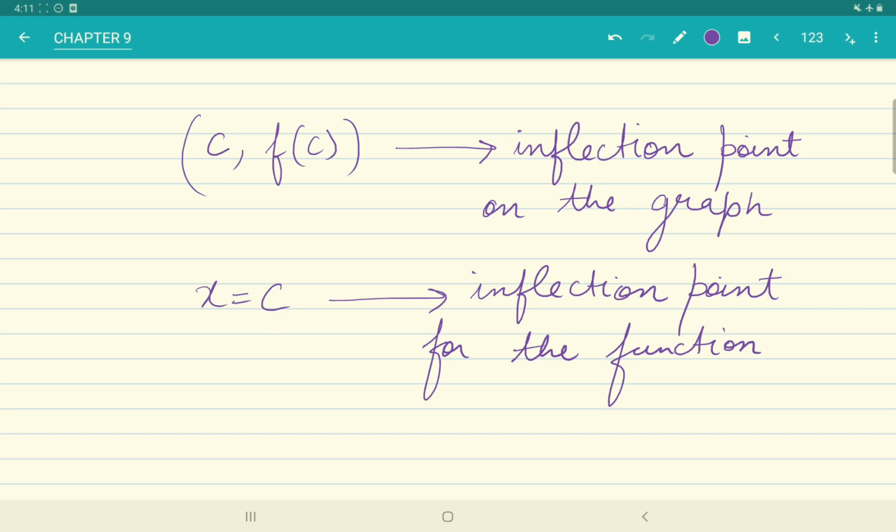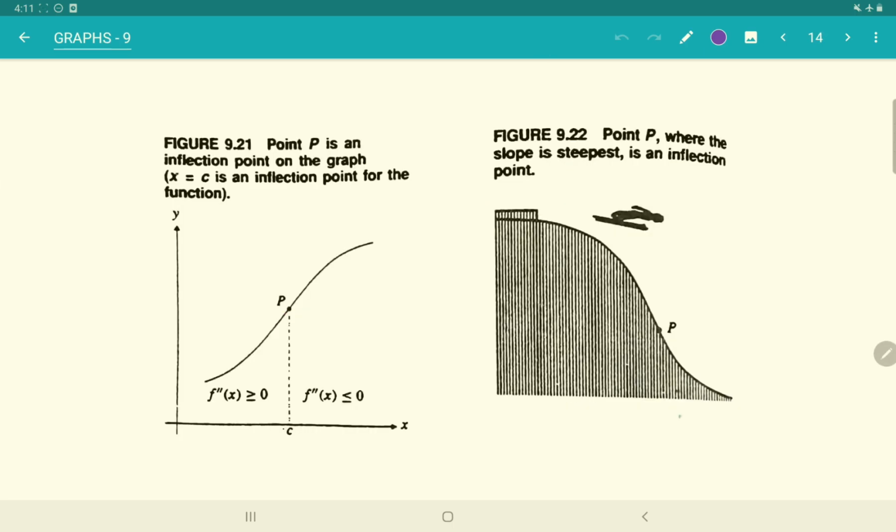Just to understand this, we can take the help of a diagram. Here in figure 9.21, we see that point P is an inflection point on the graph. So this point is c, f of c. This is the inflection point on the graph, and x equal to c is the inflection point for the function. That's the little difference here. The inflection point on the graph is c, f of c. The inflection point for the function is the point at which the function changes from being convex to concave, or vice versa. In this case, the function changes from being convex to concave. So here it is convex and here it is concave.